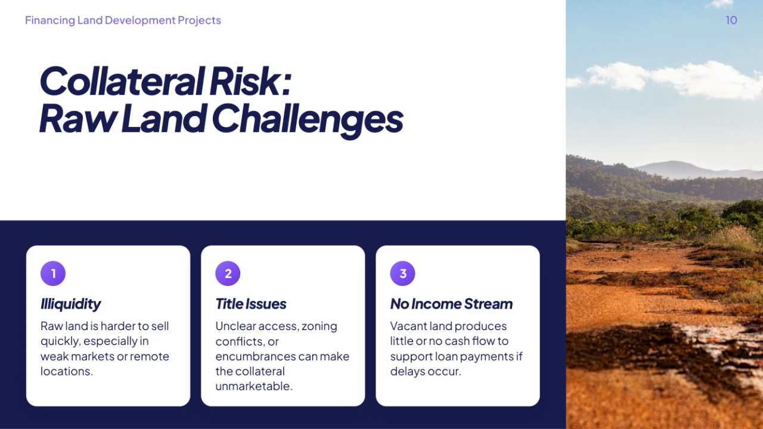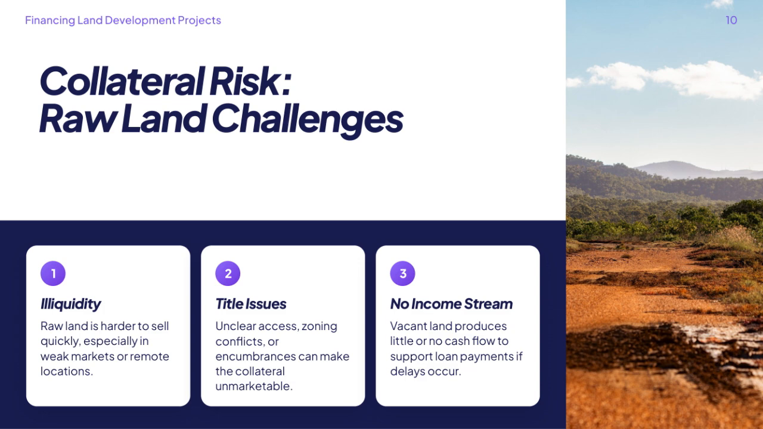Next, title issues can pose significant problems. Unclear access rights, zoning conflicts, or existing encumbrances can all make the land unattractive or even unmarketable as collateral, posing a big risk for lenders. Finally, raw land typically doesn't generate any income. Unlike developed property, vacant land produces little to no cash flow, which means it doesn't help support loan payments if there are delays or financial difficulties.